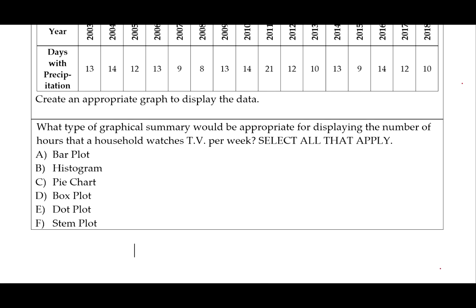Let's move to the second question here, which is talking about identifying what the appropriate types of graphs are. What type of graphical summary would be appropriate for displaying the number of hours that a household watches TV per week? Select all that apply. Number of hours watching TV is a quantitative variable, so we can use a histogram, we can use a box plot, a dot plot, or a stem plot. Bar plots and pie charts are both for categorical variables only.